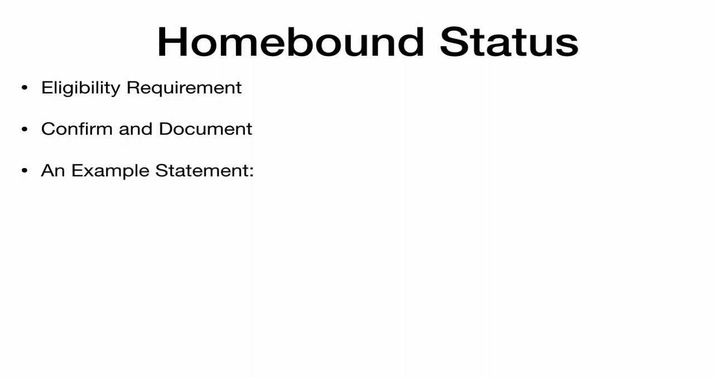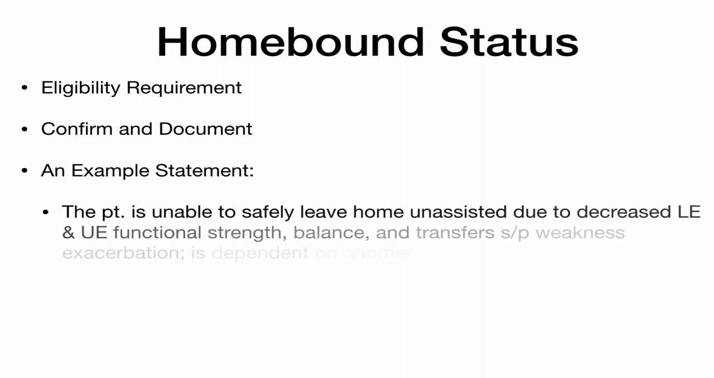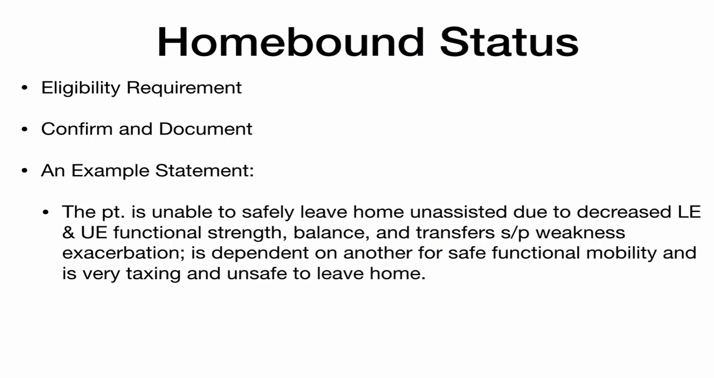An example statement of homebound could be this: patient is unable to safely leave home unassisted due to decreased lower extremity and upper extremity functional strength, balance, and transfer abilities. Status post weakness exacerbation. The patient is dependent on another for safe functional mobility, and it is very taxing and unsafe to leave the home.